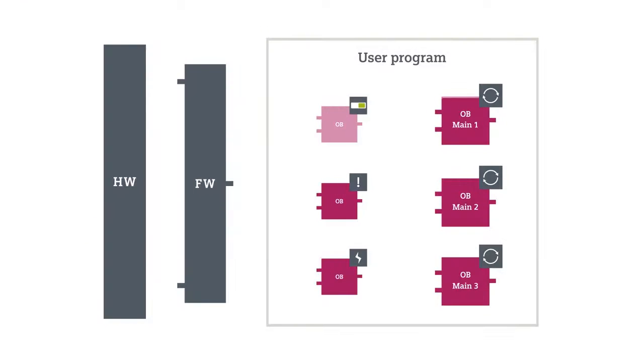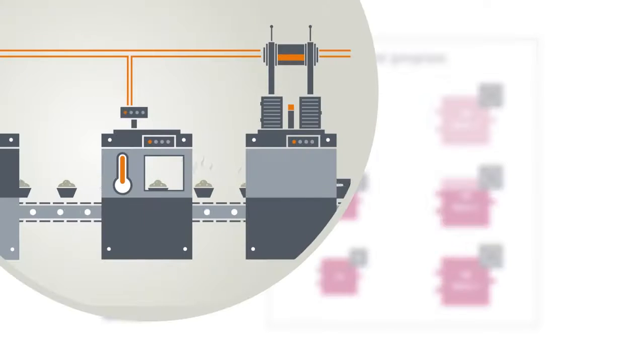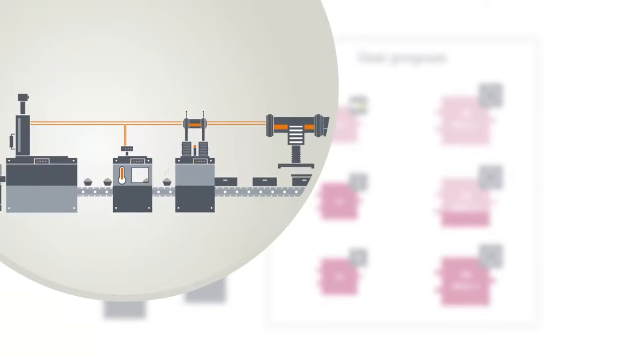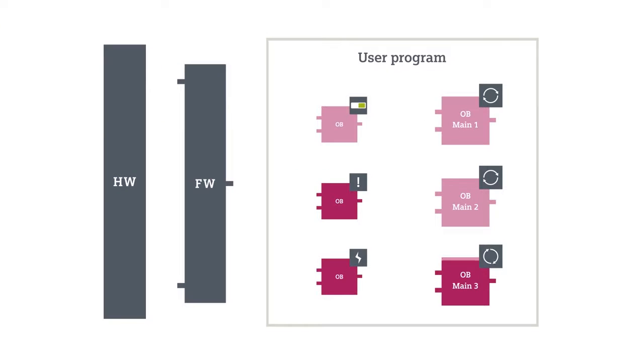In the operating state run, the OB main takes over the cyclic program processing of the actual main program running the system. Once the controller has run all main OBs in sequence according to their numbering, it will then start again with the first one. A new cycle begins.